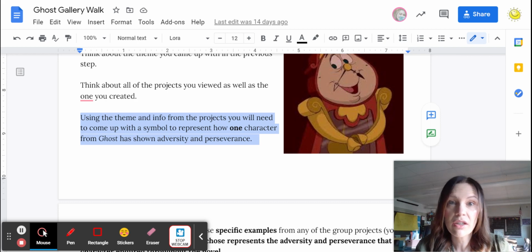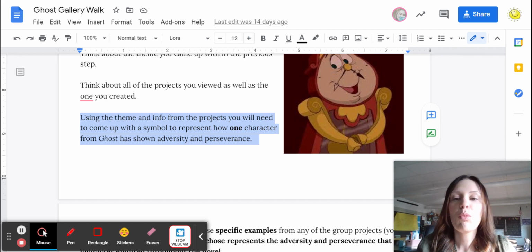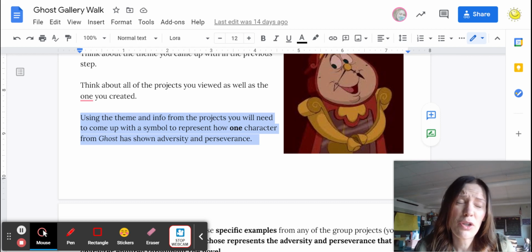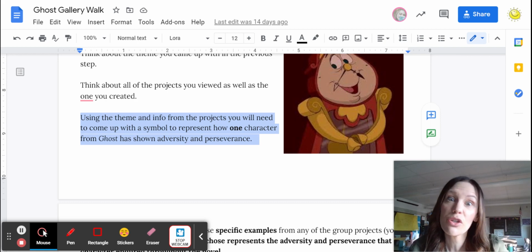So start by choosing one character. I would pick a main one where they have shown adversity and perseverance. Some students, of course, are going to choose Castle. That would make sense. But you could also choose his mom. You could choose Mr. Charles. I mean, there's definitely a lot of options here. I would not choose his dad. Somebody had asked me if they could choose the dad. Well, the dad hasn't shown perseverance. And he's definitely shown some adversity. There's been adversity in his life, but really not the perseverance part. So I would not choose his dad.